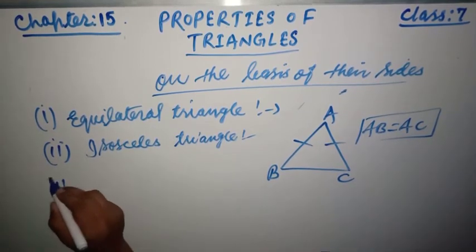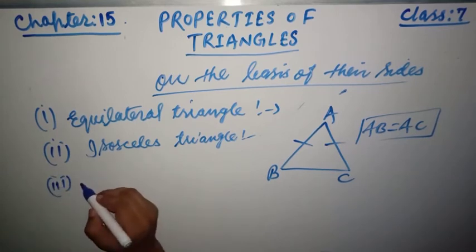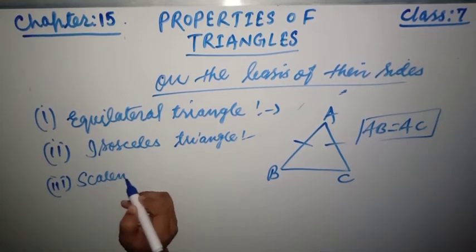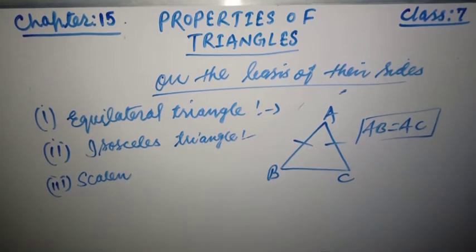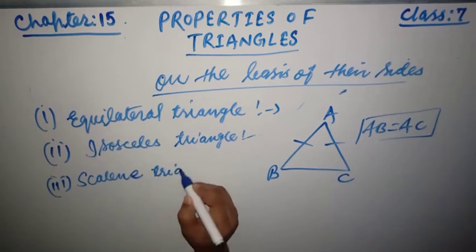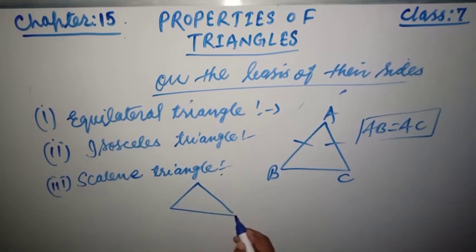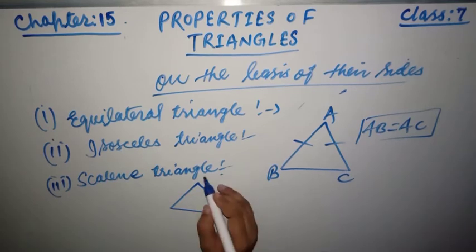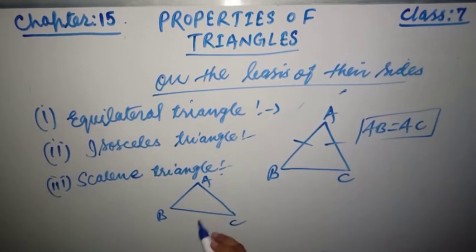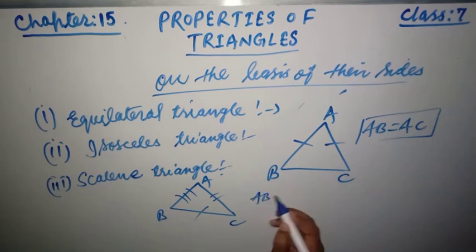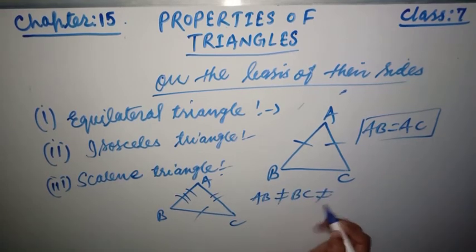Now third one friends, scalene triangle. What about the scalene triangle? Now friends, a triangle whose all sides are different is called a scalene triangle. Look at friends, suppose this is A B C, this triangle, this triangle and this triangle. All sides are different, so we can say AB is not equal to BC is not equal to AC.